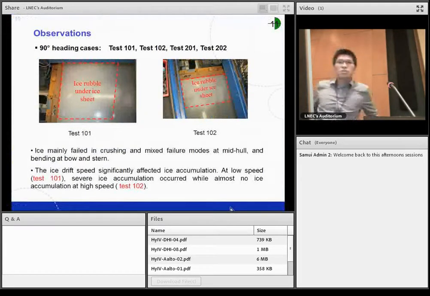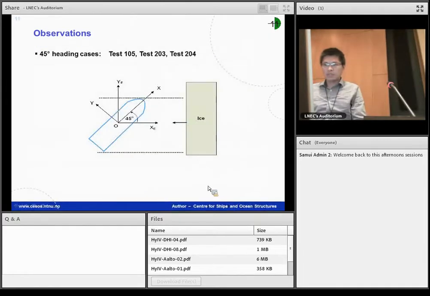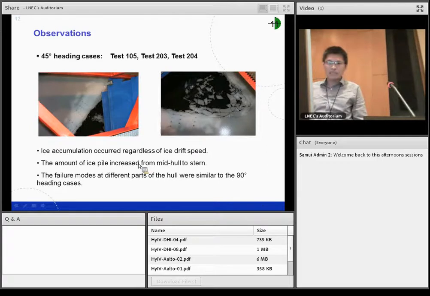This is very important to the ship design. I will come to that later. Yeah, 45 heading cases. There are two cases here with heading 45 degrees, and ice accumulation also occurs regardless of the ice drift speed. The amount of the ice pipe increased from the middle hole to the stern, and the filling modes at the different parts of the hole were similar to that of the 90 degrees cases.